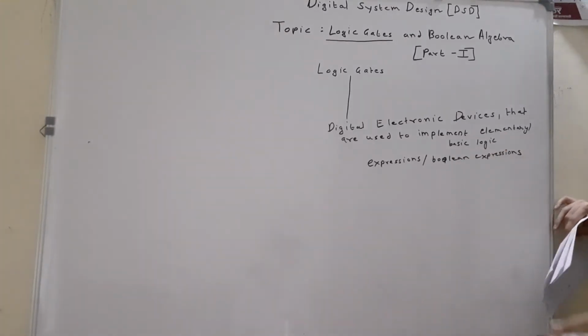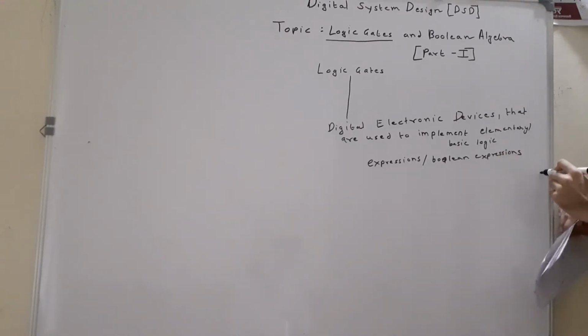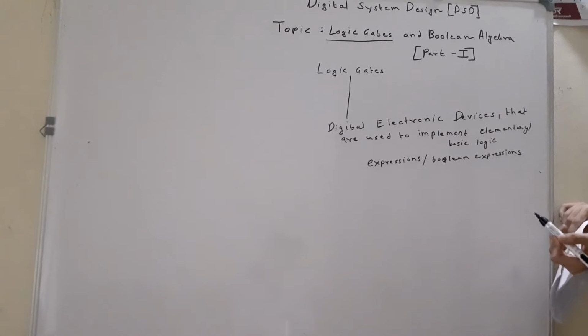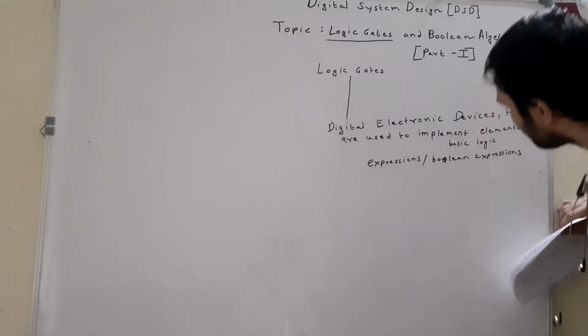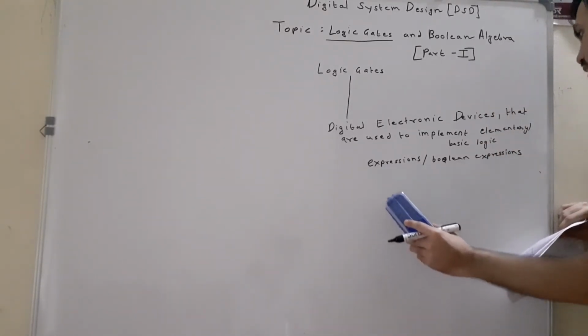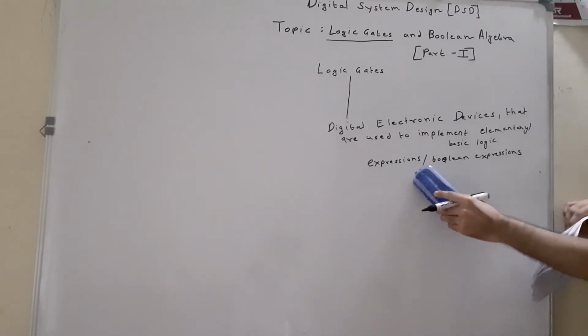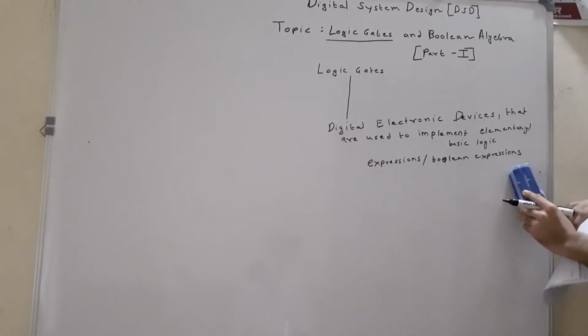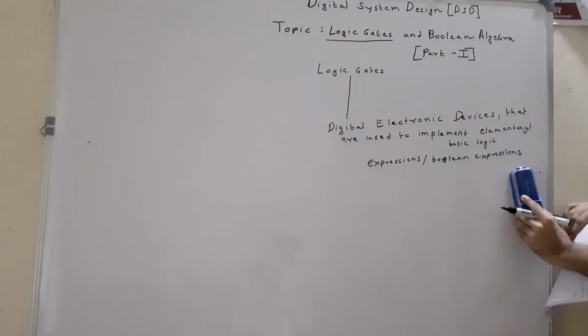So what is a logic gate? A logic gate is a simple digital electronic device that is used to implement a basic logic expression or Boolean expression. Now I have used the term implement basic logic expression or Boolean expression. Now let us understand what a basic logic expression or Boolean expression is.